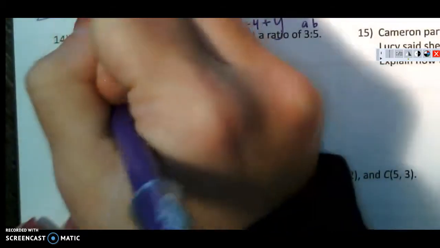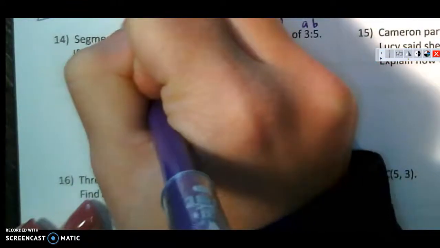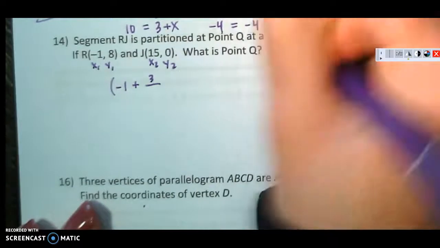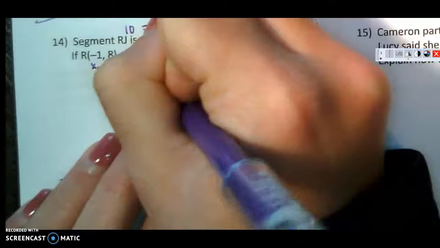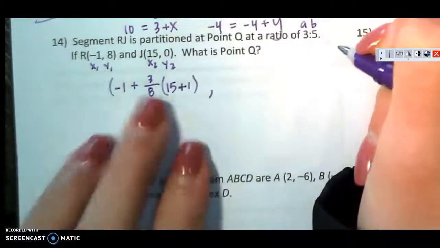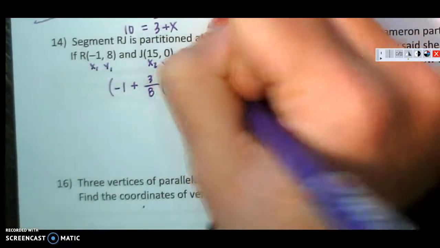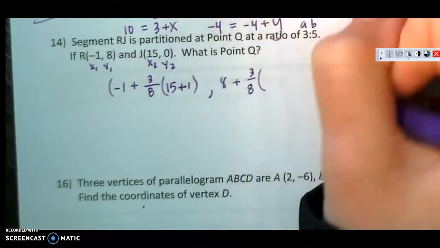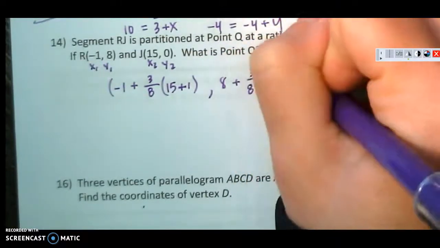Now let's just plug this in. x1 plus A over A plus B times x2 minus x1. Okay, since I was subtracting a negative, it really became addition. All right, now it's y1 plus A over A plus B and y2 minus y1.